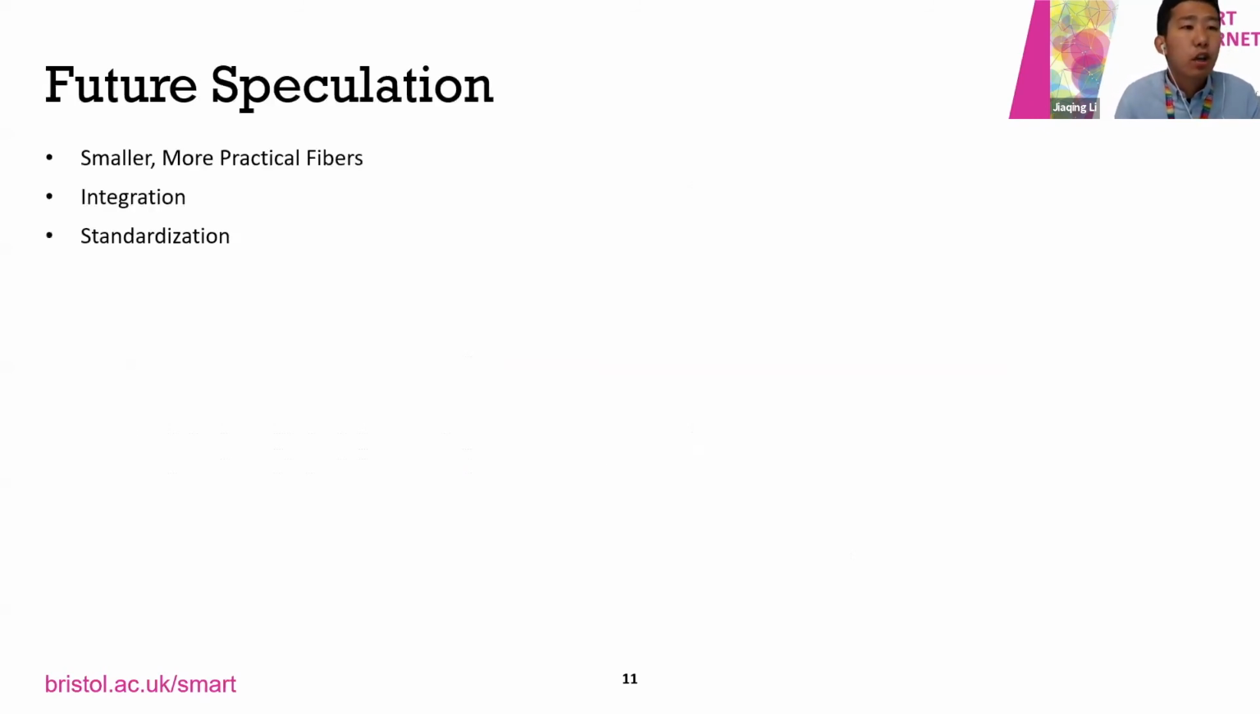For SDM systems, in the future speculation, we should focus on smaller or more practical fibers, which means we need to design the SDM fiber to be compatible with the current single-mode fiber. And also we will work on integration and building up standardizations, which is very helpful for the commercial deployment of SDM systems.